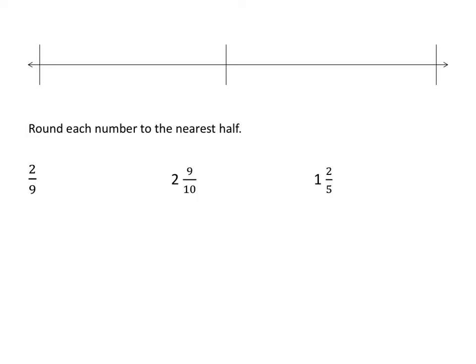So even though that might seem a little confusing, we're going to break it down a little bit. We want to round each number to the nearest half. What we're going to do is first look at the wholes that the number is in between. So 2/9 is really somewhere between 0 and 1. Now, because it's 2/9, we're going to look at that in terms of the denominator. So 0 is really 0/9, 1 is really the same thing as 9/9, and half of 9 is 4.5. So the half mark would be 4.5 out of 9.